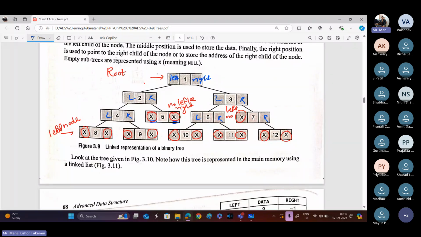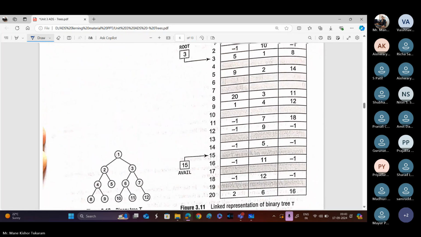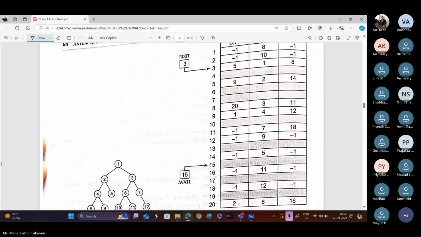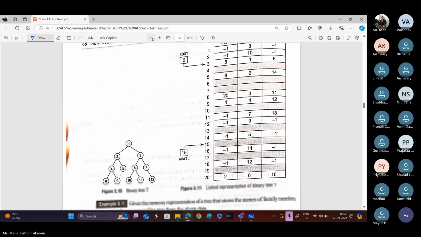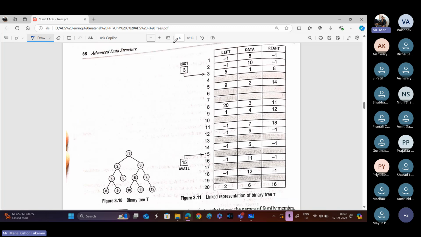Okay. So again, suppose I have this particular case. So this is the binary tree.